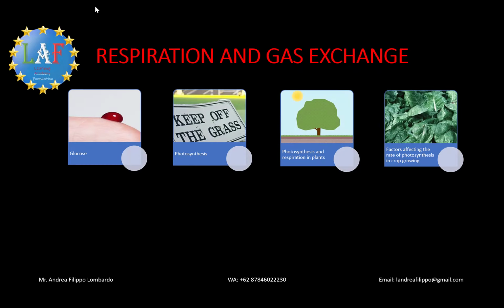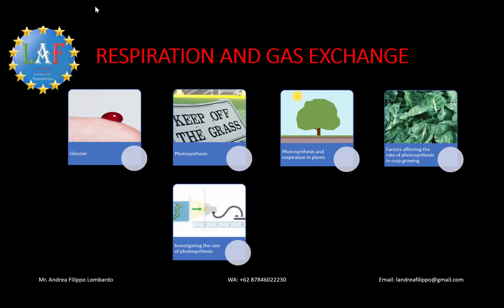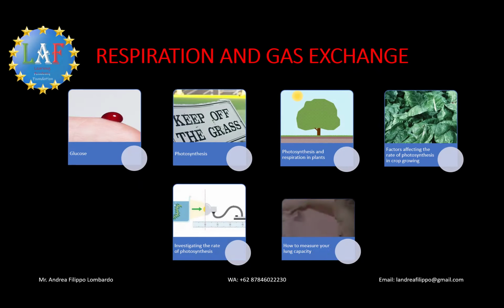Students will try this experiment and use bandwidth to see how light intensity affects the rate of photosynthesis. They will see that the maximum amount of air they can breathe in and out is their vital lung capacity. So this experiment will show them how this can be measured.